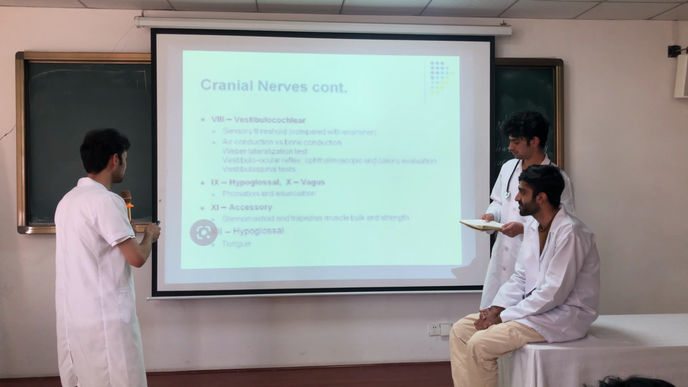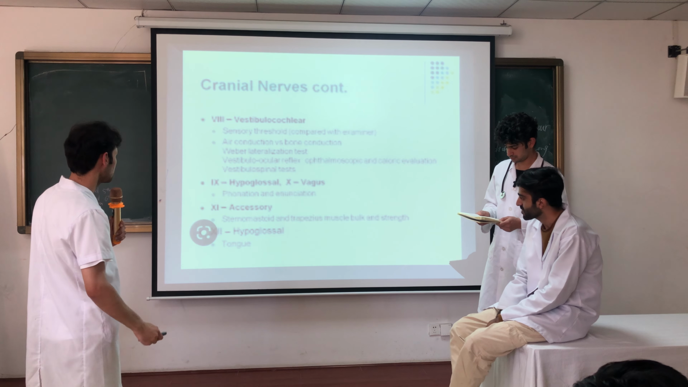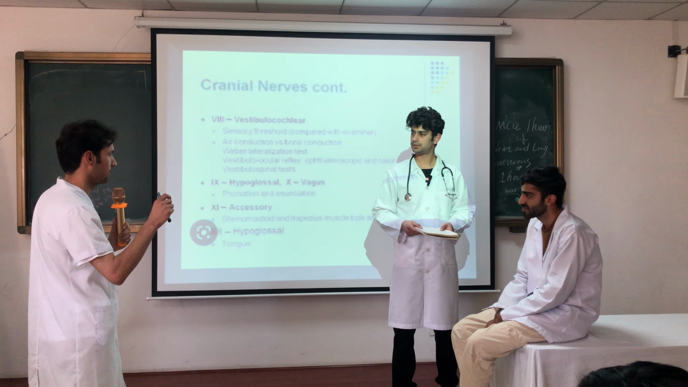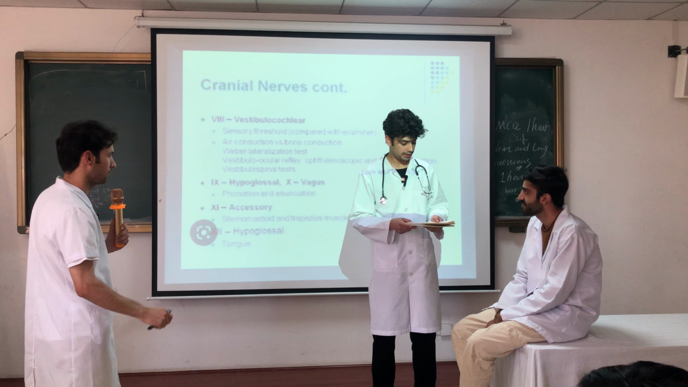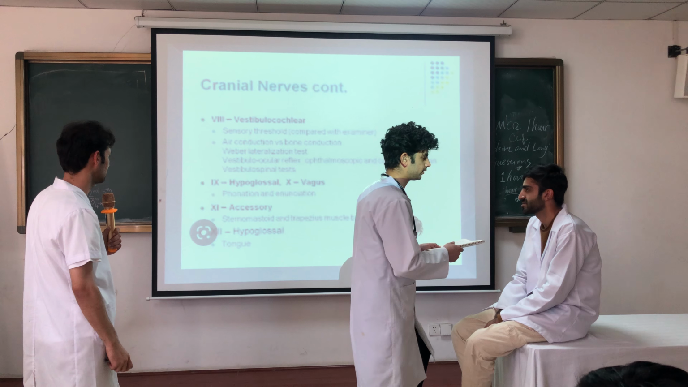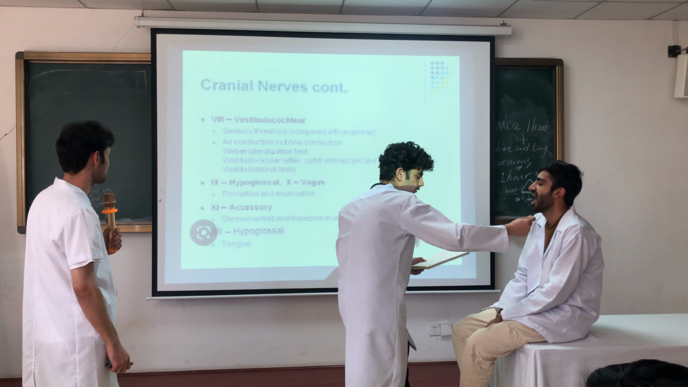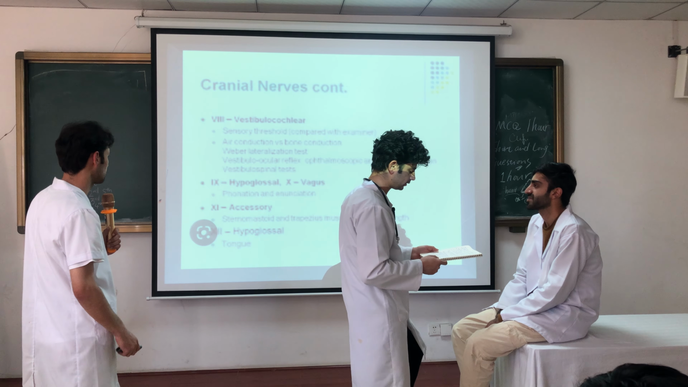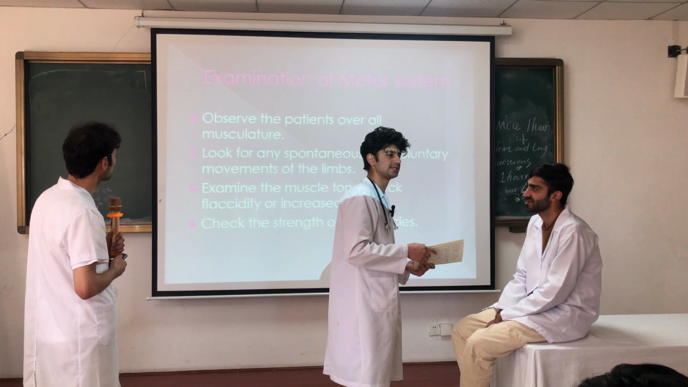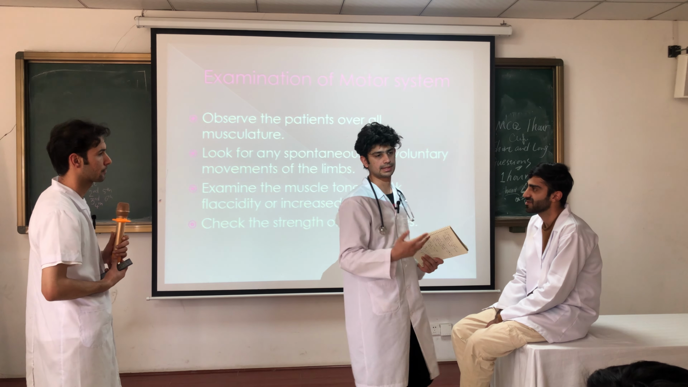Another cranial nerve is the hypoglossal nerve. It also supplies muscles in the tongue. Now we check the hypoglossal nerve by examining your mouth. Can you open your mouth for me? You check the position of the uvula to see whether this nerve is working well or not. And there's also the gag reflex. You put something in the patient's mouth and he feels like vomiting. So that can be a problem.